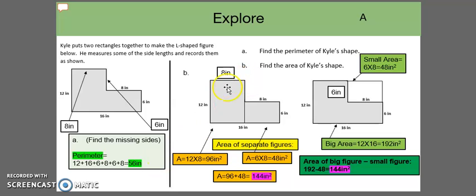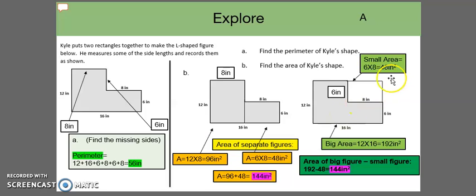Next, we're going to go over the area, and again, we can figure out the area by two different methods. And here, if we divide up this figure into two basic figures, we can take the area of each. So if we take the area of this figure, we do 12 times 8, which is 96 inches squared. And when we do this figure, which is 8 times 6, which is 48, we would get an area of 48 inches squared. When we add the two values together, we get 144 inches squared.